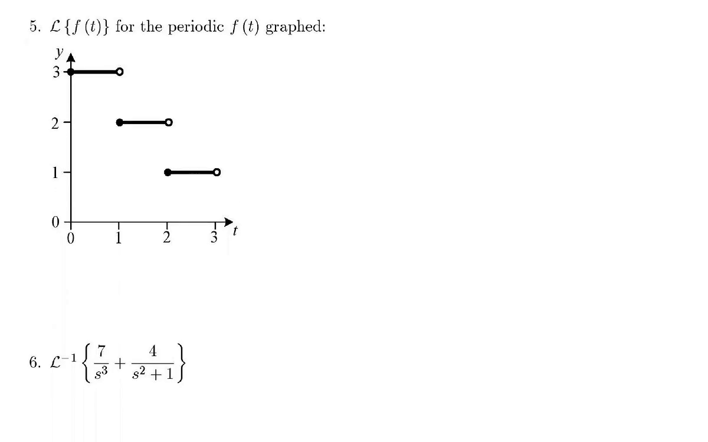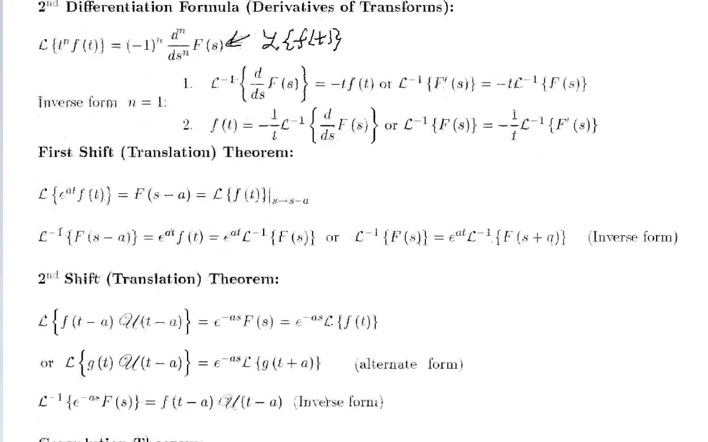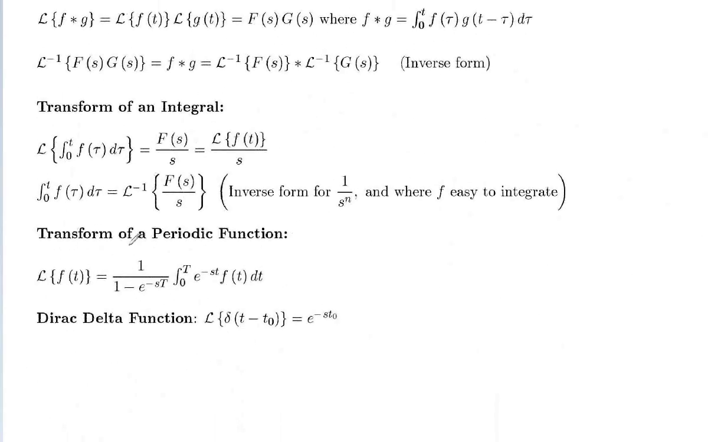And in 5, we want to do the transform of a periodic function. Okay, that's graphed here. So this function is 3 from 0 to 1, 2 from 1 to 2, and then 1 from 2 to 3. But the transform of a periodic function, so go to our transform sheet here, and periodics were towards the end of the chapter. There we go, transform of a periodic function. Why don't we go ahead and bring this over.